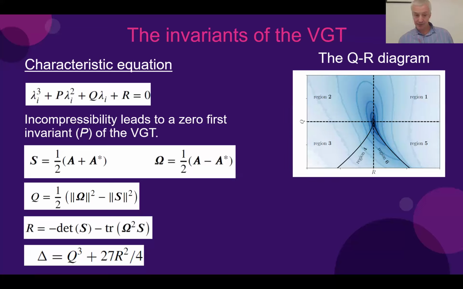There's another relevant quantity, which is the discriminant function, which I'm using here as a capital delta, 27R squared over 4 plus Q cubed, which delimits this boundary in the QR diagram. Essentially, why is this important? It delimits regions of the diagram with real eigenvalues, which lie below this line, and regions with complex eigenvalues that lie above it.